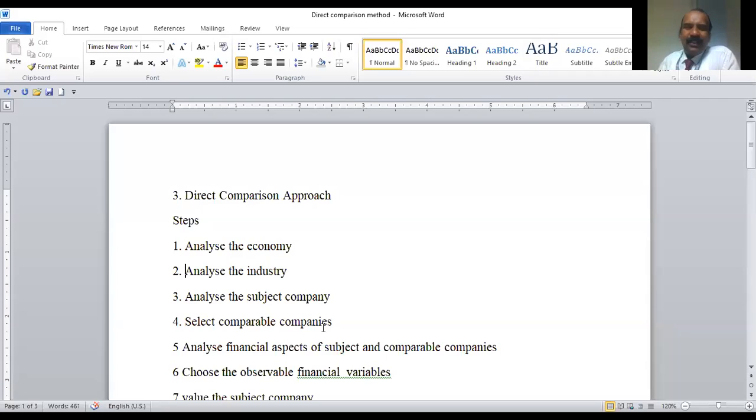3,000 square feet value is say 3 million. What will be the value for 2,000 square feet? 2 million. Yeah, 2 million.